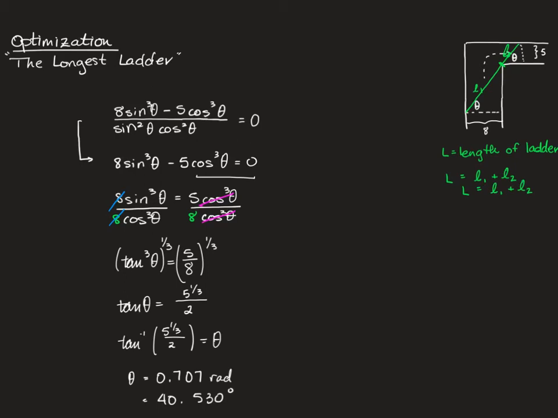Remember this expression here that we have for L? L1 plus L2? Well, I've erased it, but remember that L1 was equal to 8 over cosine theta, and L2 was equal to 5 over sine theta. So that's a way to write L. And now I know what theta needs to be in order to minimize the distance. So let's plug theta in.